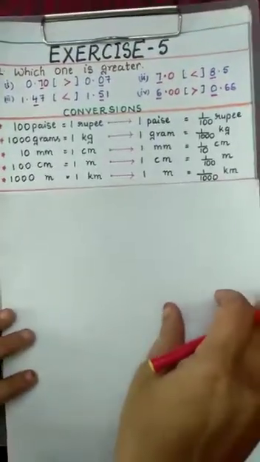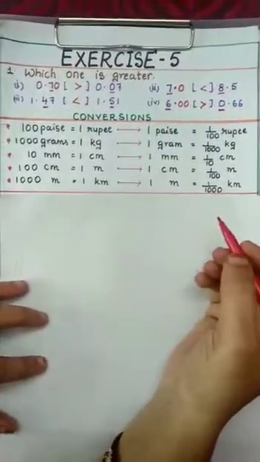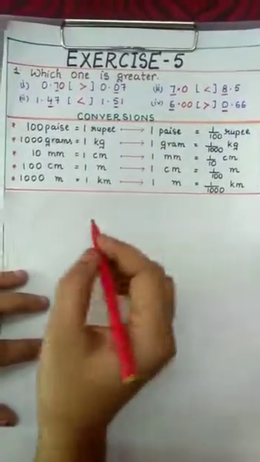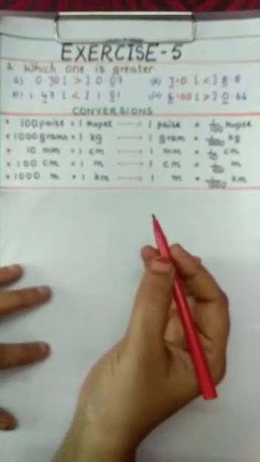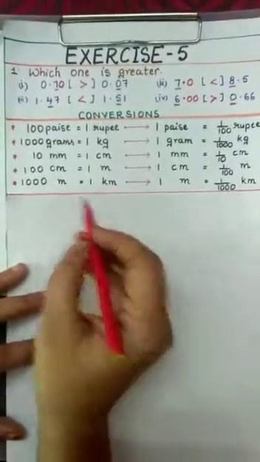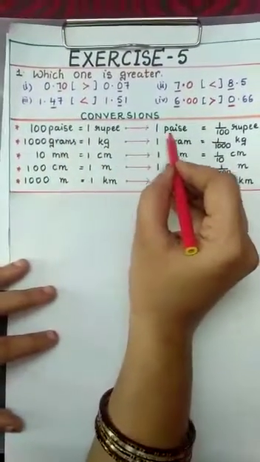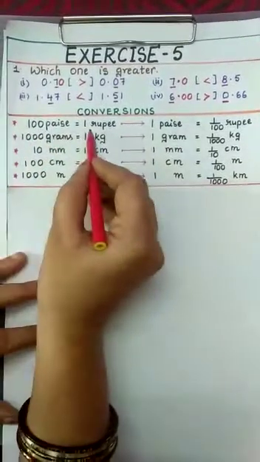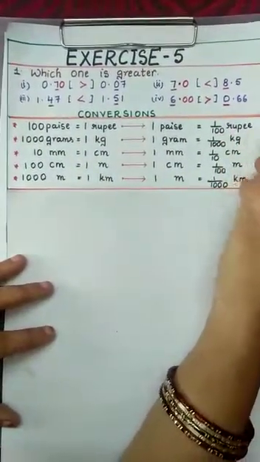Now you see here you have some conversions. Suppose to convert money, length, weight, distance from one unit to another unit, we often use decimals. For that, let us learn some conversions here. 100 paise is 1 rupee. So how do we get 1 paisa? Transpose this 100 to the right side, which is 1/100th of a rupee.